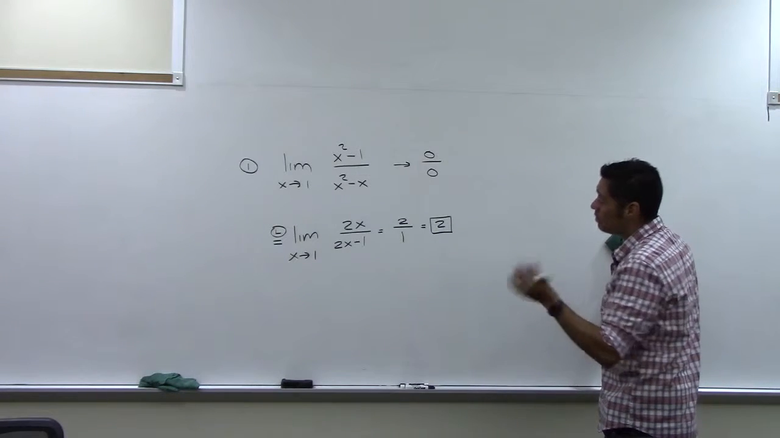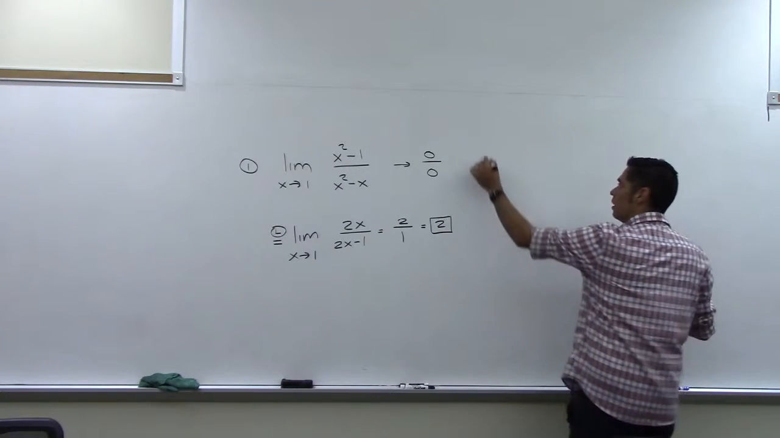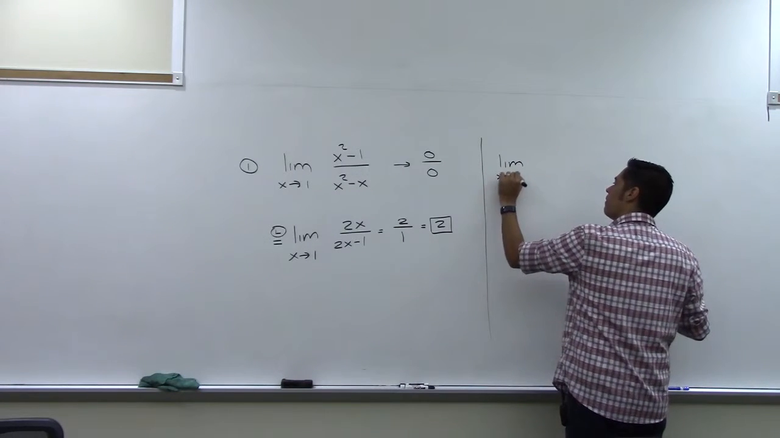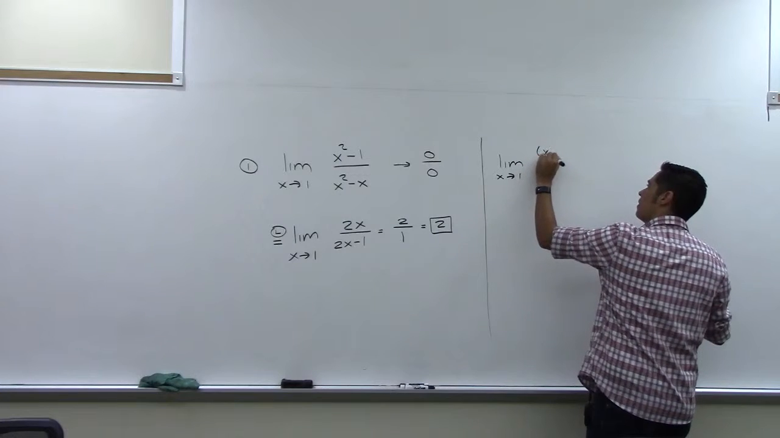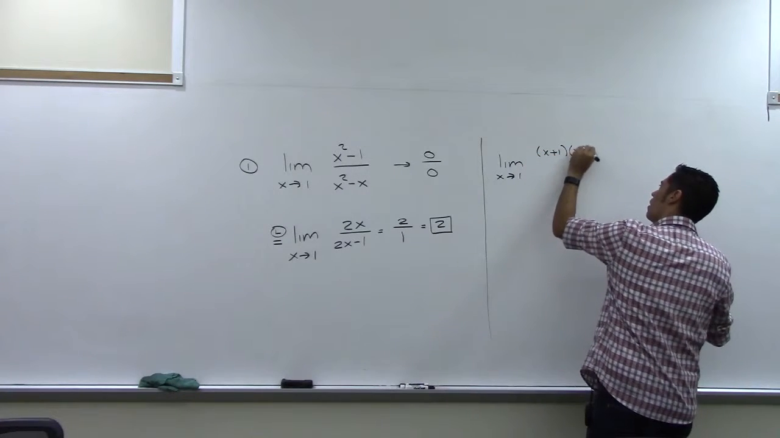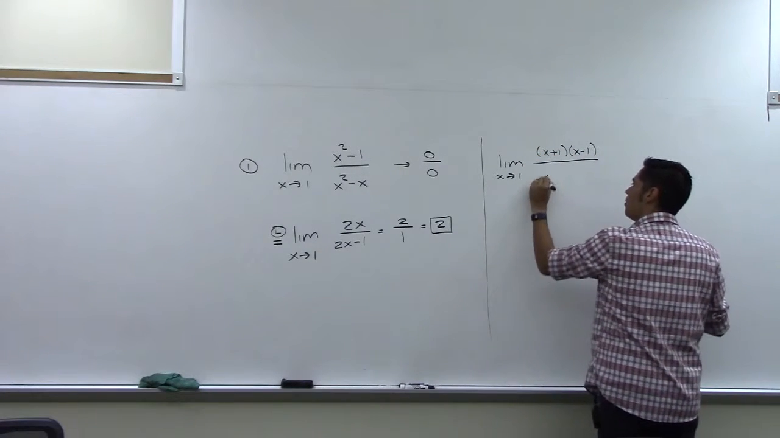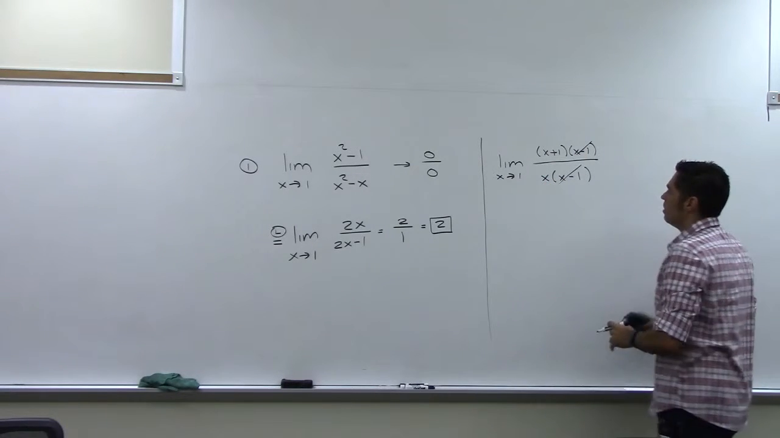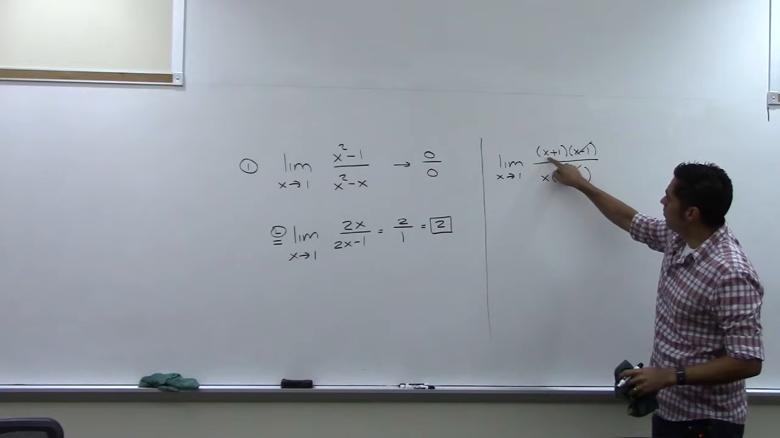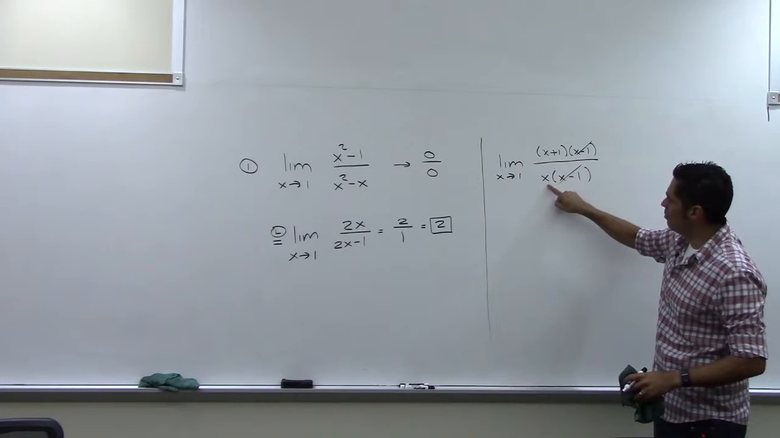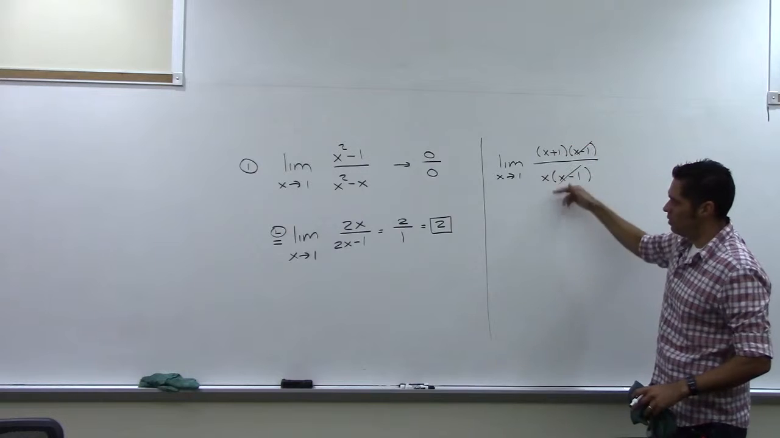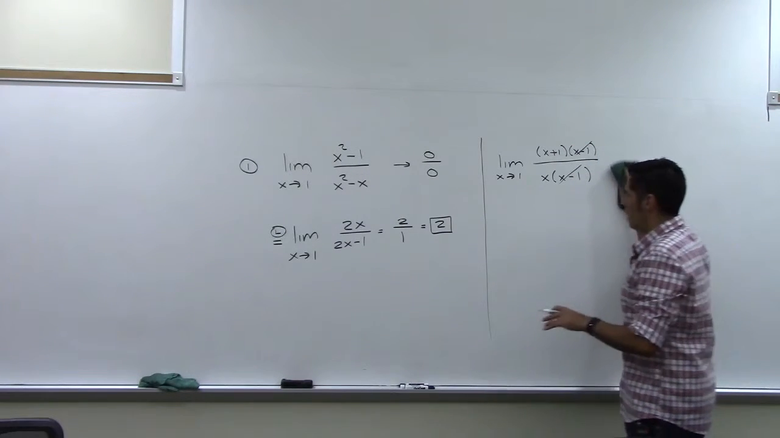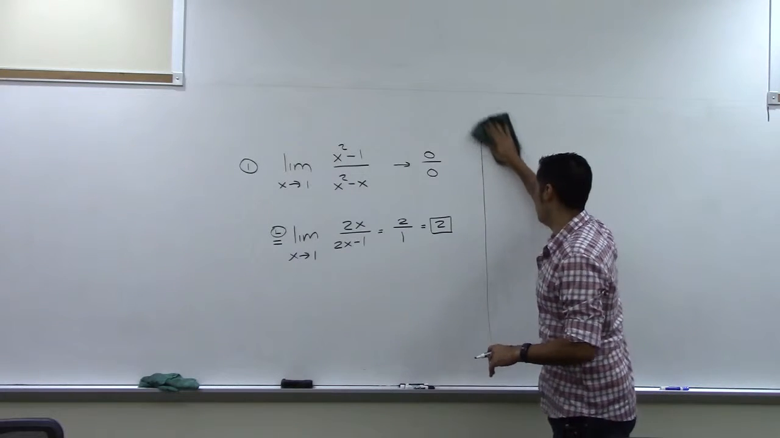Now, just to show you how we would have handled this before, we would have factored the top as a difference of squares. We would have factored the bottom, GCF. We would have canceled these factors. And then we would have just plugged in 1 here. We would have got 1 plus 1 is 2. And here we would have plugged in 1. We would have got 1. 2 over 1 is 2. We get the same answer. But we were able to do that without using any algebra at all, just using the rule, L'Hopital's rule.